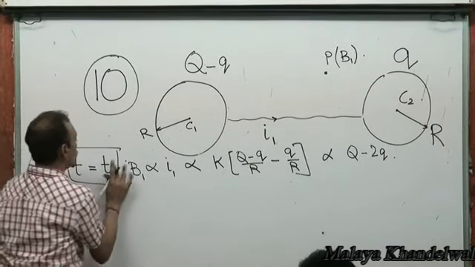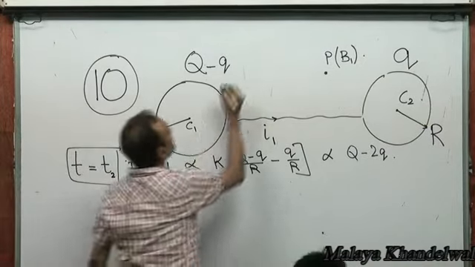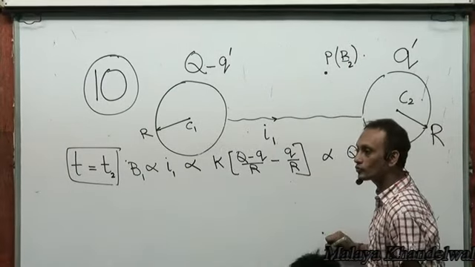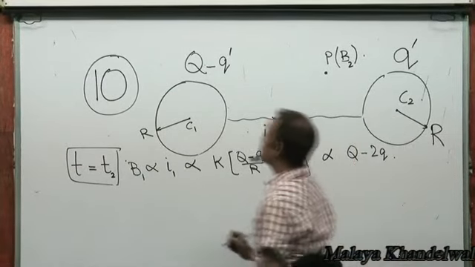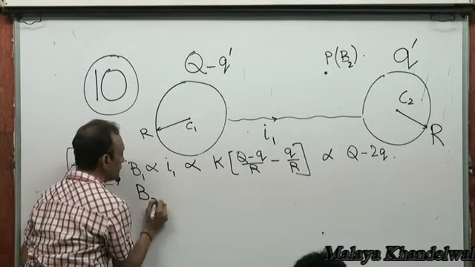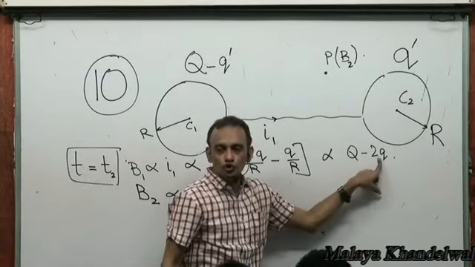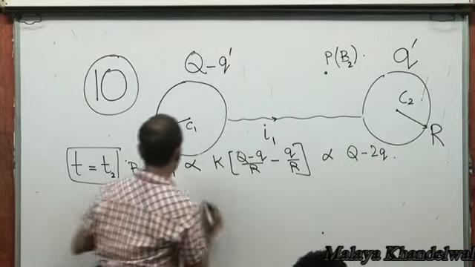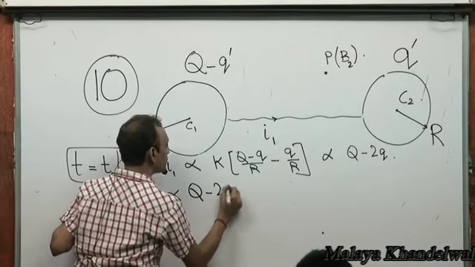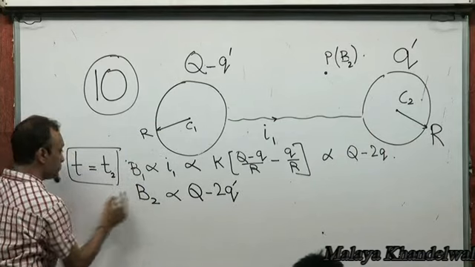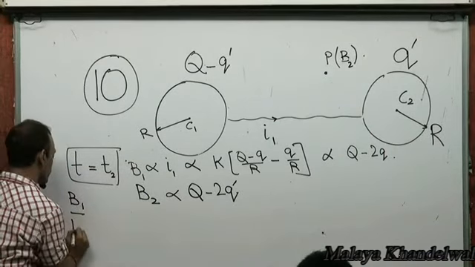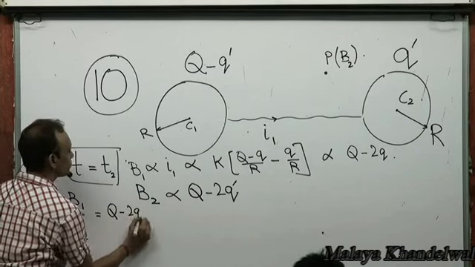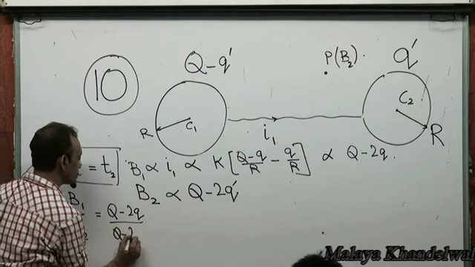Now at t equal to t2, what happens is, this Q becomes Q prime and B1 becomes B2. That's given. So very clearly, B2 will be proportional to Q minus 2Q prime. Instead of small q, it will become Q prime. So we then have B1 by B2 for sure is going to be Q minus 2Q divided by Q minus 2Q prime.